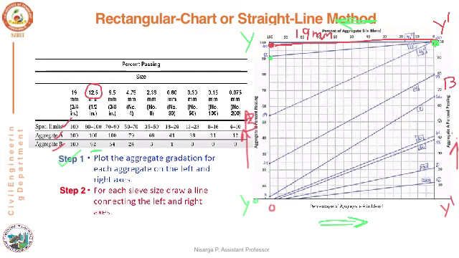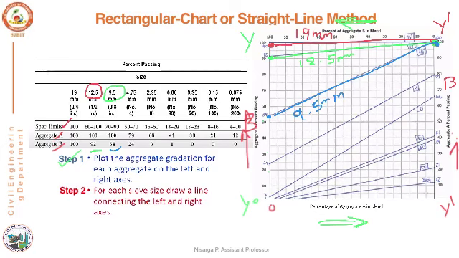For 9.5, aggregate A is 100%, whereas for aggregate B it is 54. So the 54 value is somewhere here. Mark that and join these two points. Similarly, we have to immediately write the sieve size for this particular line, which is 9.5 mm.